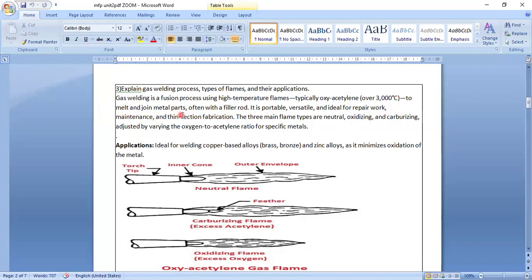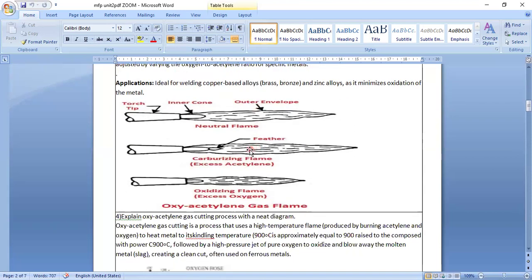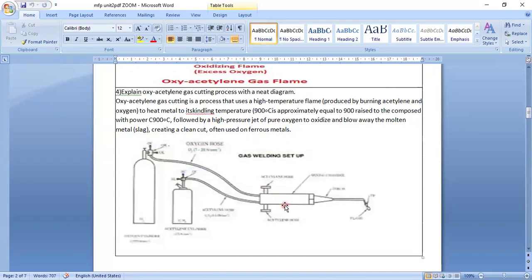To melt and join metal parts, often a filler rod is used. It is portable, versatile and ideal for repair work, maintenance, and thin section fabrications, very thin sections. The three types of flames are neutral flame, oxidizing flame and carburizing flame, adjusted by varying the oxygen to acetylene ratio. So how much oxygen and how much acetylene is coming from the cylinders is used here. Applications: it is used for copper based alloys, brass, bronze, zinc, etc. So if I'm not wrong, I'm taking the fourth question.